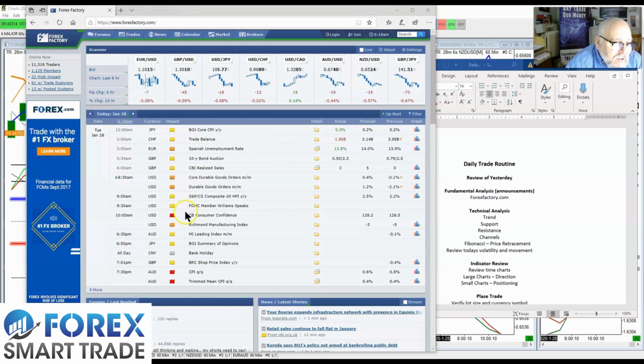So as I scroll down the list, at 10 a.m. on the US dollar, we've got consumer confidence going to be announced. So I want to stay away from trades that have the US dollar. I don't want to be in a trade that has the US dollar at 10 a.m. And then tonight at 7:30, there's some news on the Australian dollar. We don't need to worry about that, because any trade that we take this morning, I would expect to have been closed by now.